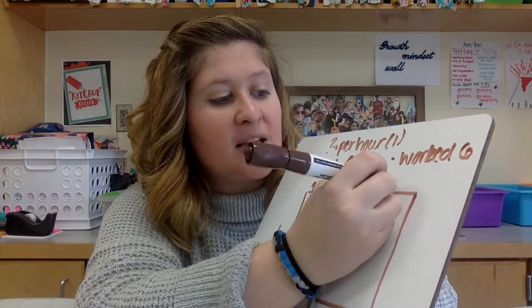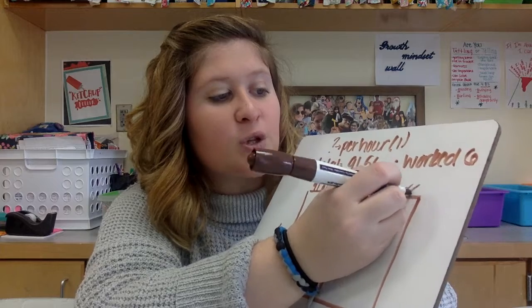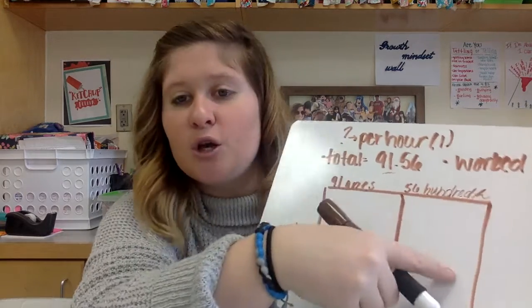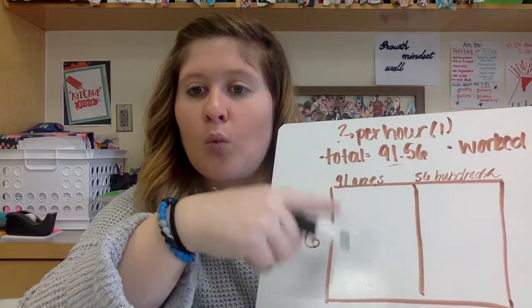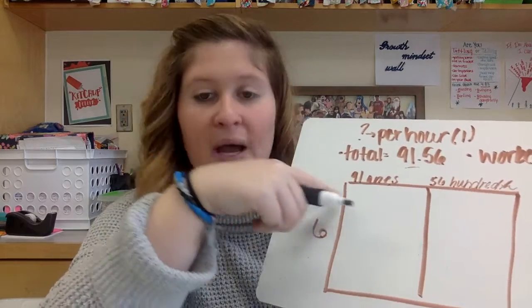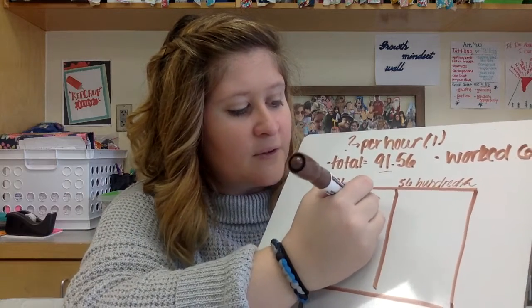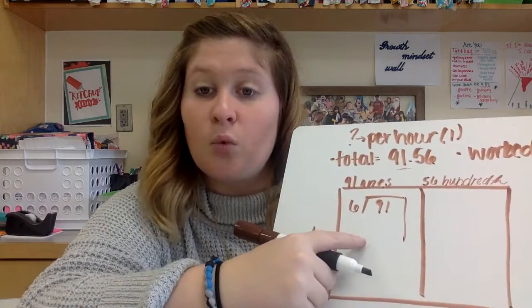Remember, we're writing these words out, and they're going to help us with our placement when we get our answers. It's consistently ones and hundredths. This should never be anything different, ones and hundredths. Now I can look to the inside. This is 6, and I'm dividing it into 91. So if you need your 6 facts, you could write them off to the side.